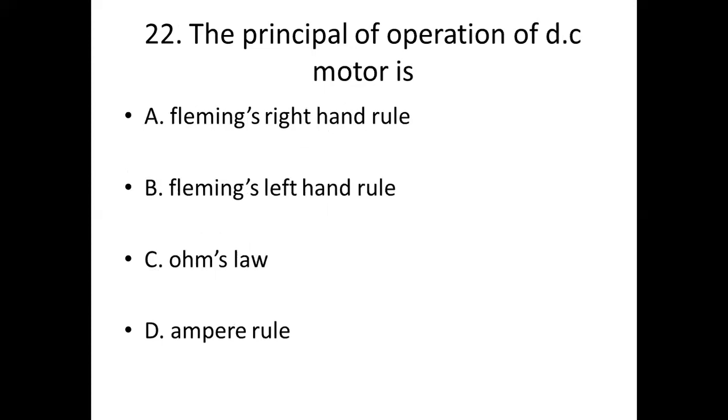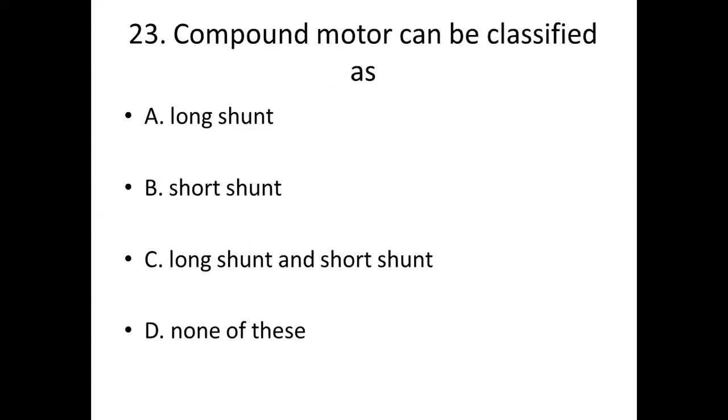Option B, Fleming's left hand rule. 23rd bit. A compound motor can be classified as option A, long shunt. Option B, short shunt. Option C, long shunt and short shunt. Option D, none of this. Answer guess cheyandi.